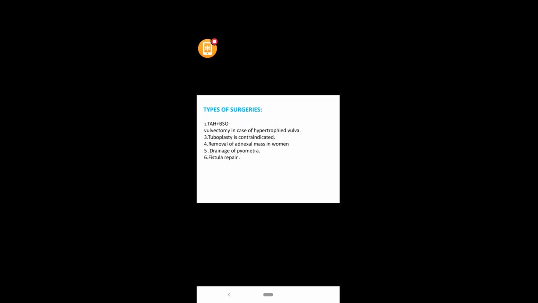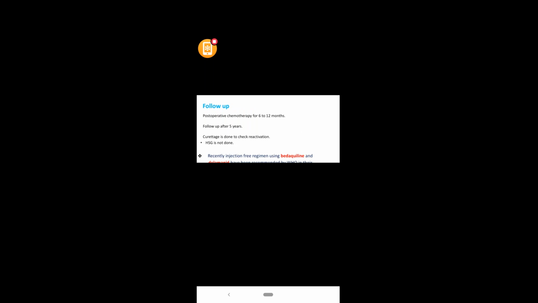We can go for a total hysterectomy with bilateral salpingo-oophorectomy, or if it is a hypertrophied vulva, that is vulval TB, then we'll go with a vulvectomy. If she's having any adnexal mass or tubo-ovarian mass, we'll remove the adnexal mass. If she's having any pyometra, then we'll drain the pyometra. If there is a fistula formation, then we'll repair the fistula.